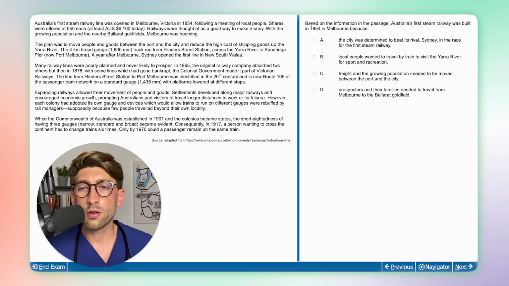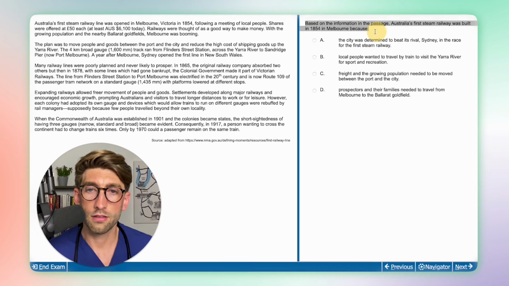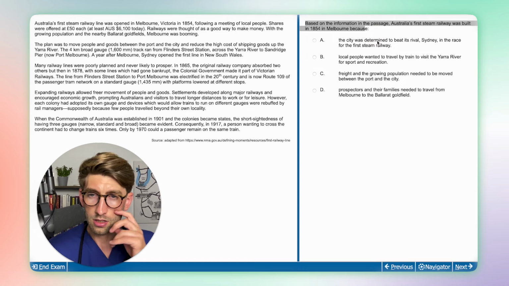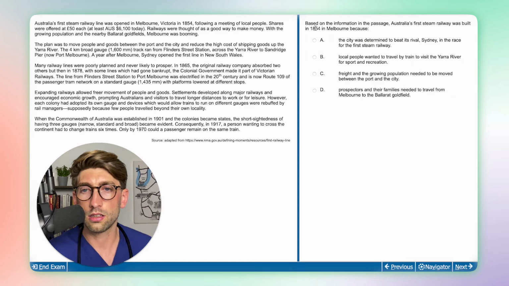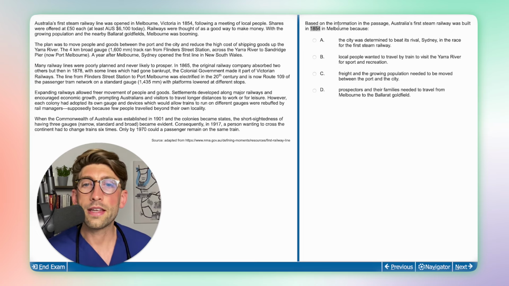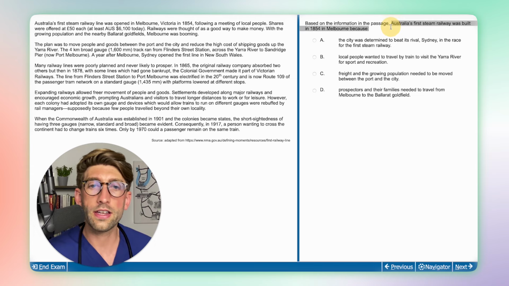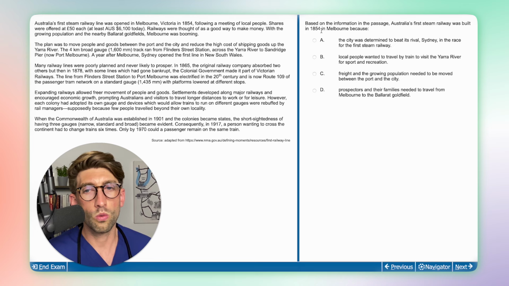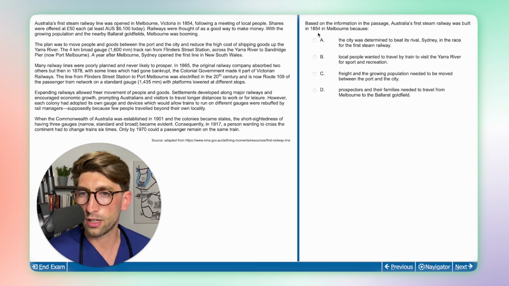So the way that I would do this is first, I'm using this as my guide for where to look, right? So to me, the biggest thing is this 1854. It's very specific, and from having just very quickly skimmed it, I can see that there's an 1854 here. So based on the following passage, Australia's first steam railway was built in 1854 because. So we want the year, that's going to tell us where to find what we're looking for, and a reason. So Australia's first steam railway was opened in Melbourne, Victoria in 1854. Okay, so now we're in the right place.